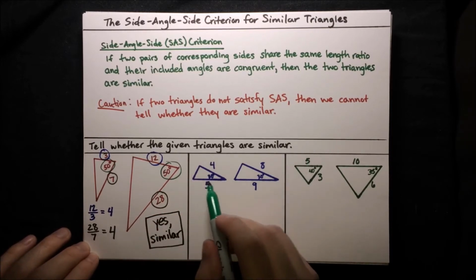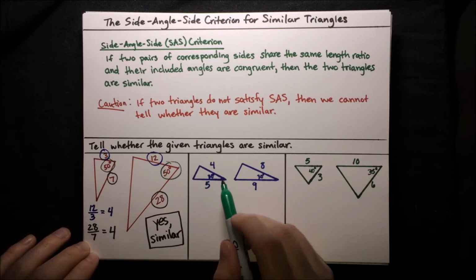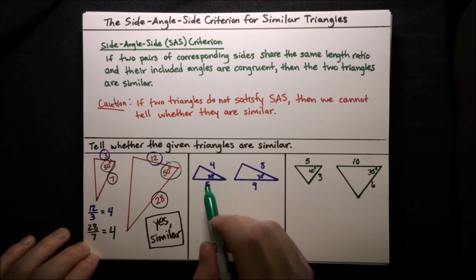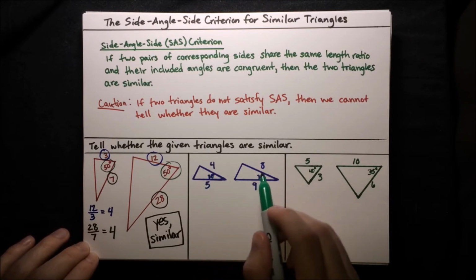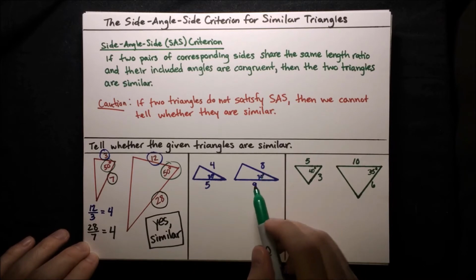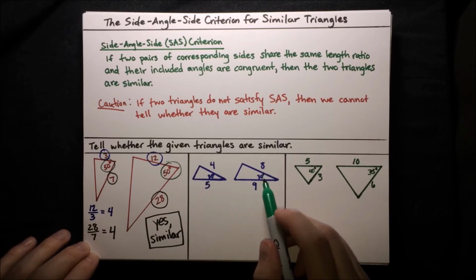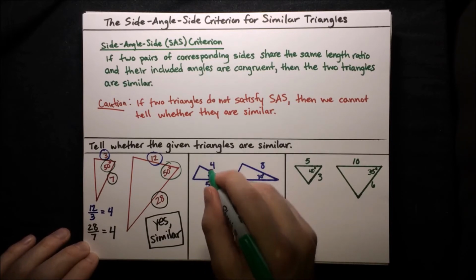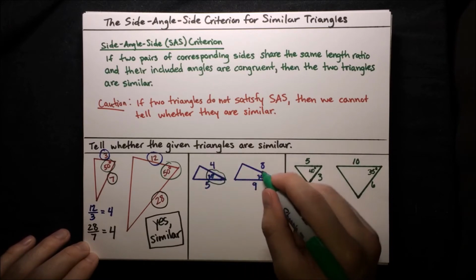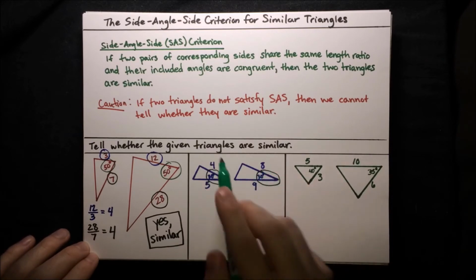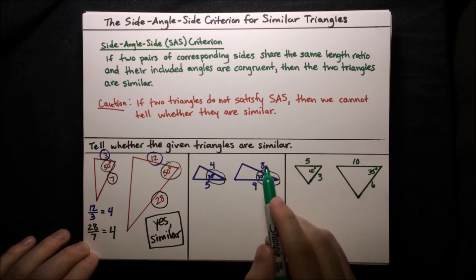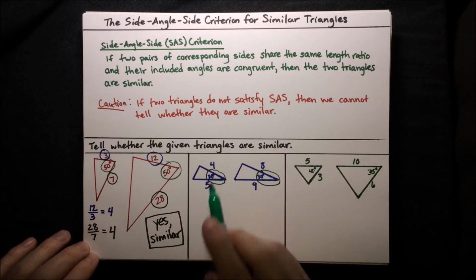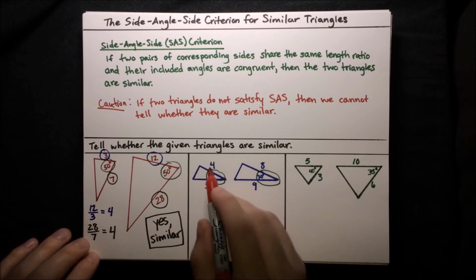Okay, onward to the next example. The small triangle here has sides 4 and 5 with an included angle of 30 degrees. The large triangle has sides 8 and 9 with an included angle of 30 degrees. And again, we see that the included angles are both 30 degrees, so that satisfies the angle portion. And now let's check the length ratio portion of the corresponding sides. First of all, let's look at the smaller sides in each of the triangles. Let's look at 4 and 8.